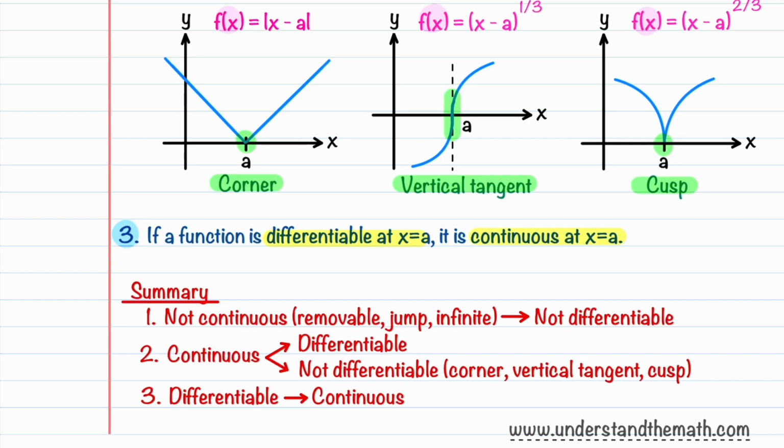Whenever I teach this concept in class, I like to summarize these three facts in a chart. The first point is that if a function is not continuous because of a removable, jump, or infinite discontinuity, then it is not differentiable. The second part tells us if a function is continuous, it can be either differentiable or not differentiable. And if it's not differentiable, the function will have a corner, a vertical tangent, or a cusp. And then lastly, if a function is differentiable, it is continuous.